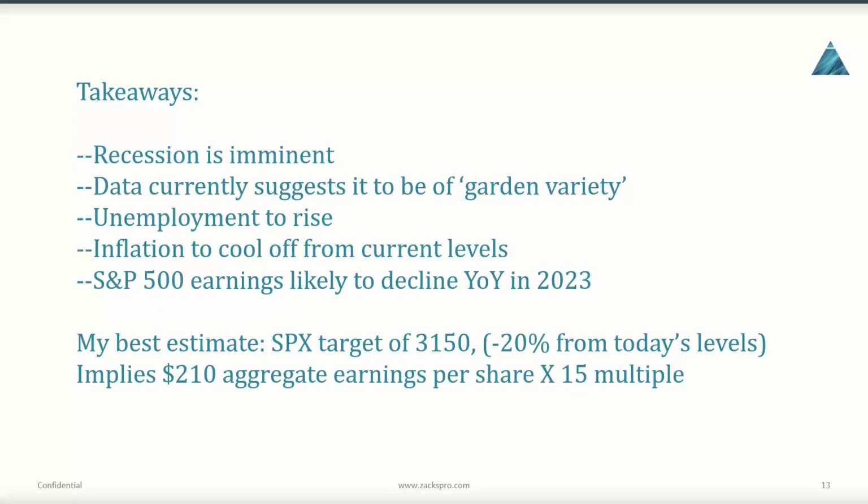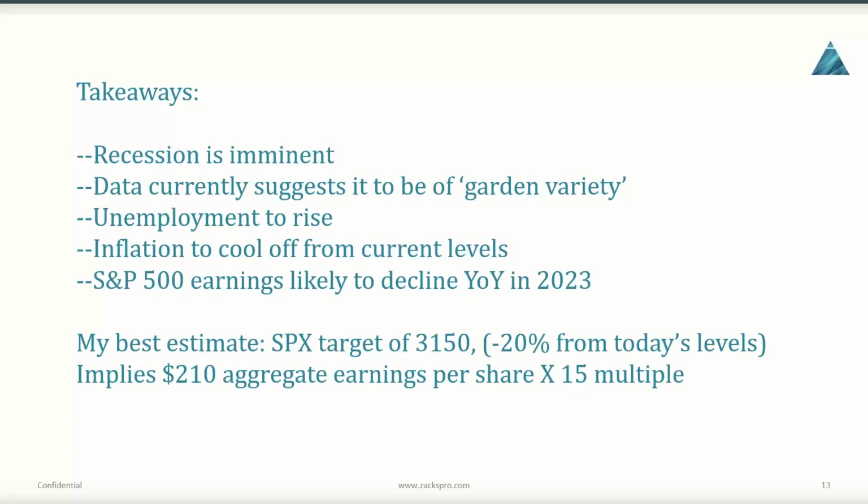So my main takeaways from this presentation, most of it is very similar to what I've been talking about for the last many months. Recession is imminent. Currently, the data suggests that it's going to be of garden variety. So I'm not saying that this is going to be some repeat of 2008 where we're going to have a significant emergency in some sector of the economy that is becoming systemic and a threat to the system overall. I'm not saying any of that.